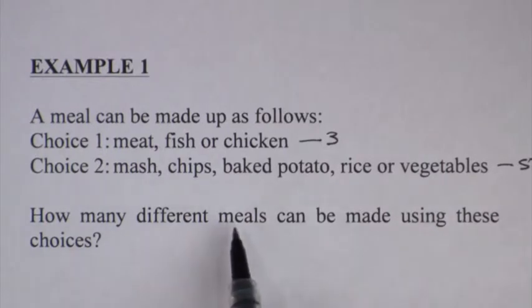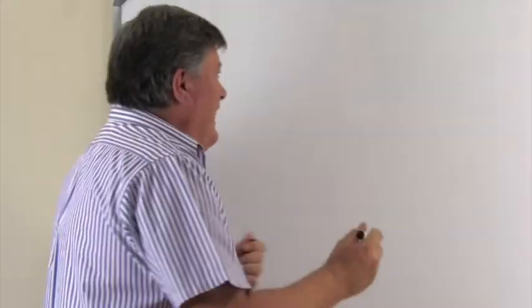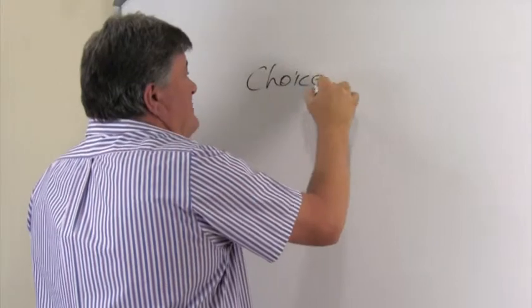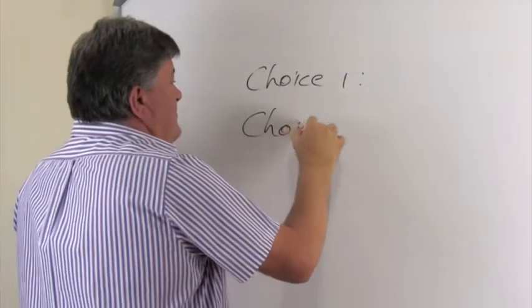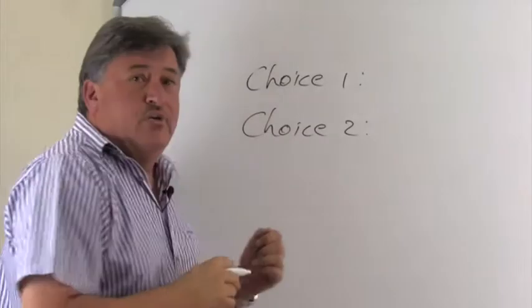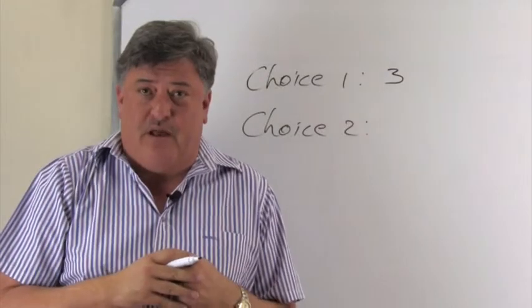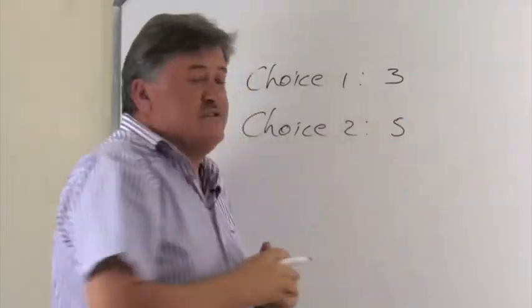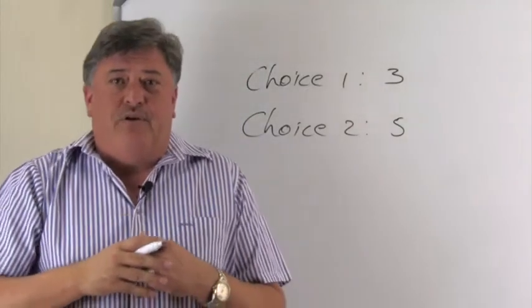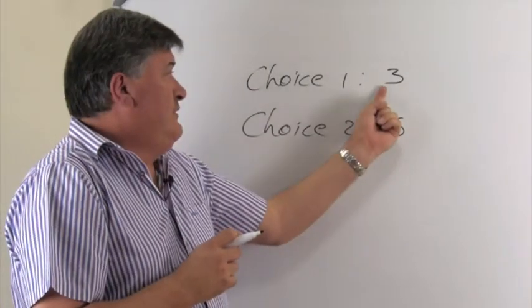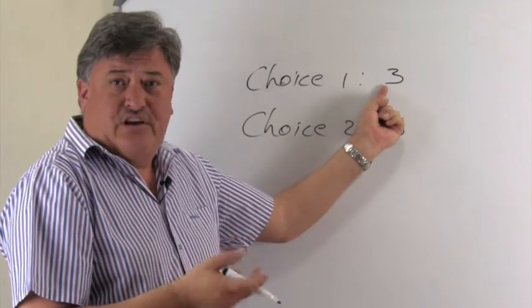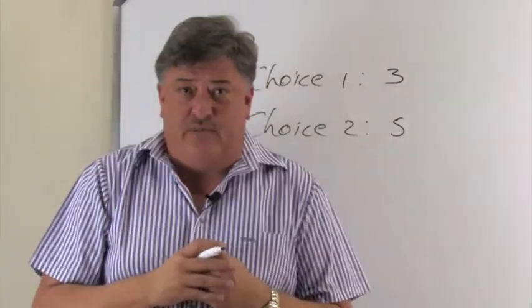Let's now look at how to answer this question. Now, this question, you most probably have the answer already. But let's just discuss it thoroughly. We have two choices, choice number one and choice number two. You remember, for choice number one there were three possibilities. For choice number two, there were five possibilities. Now, we need to make a choice for the first one, to select meat or chicken or fish, and then to select from the second choice.